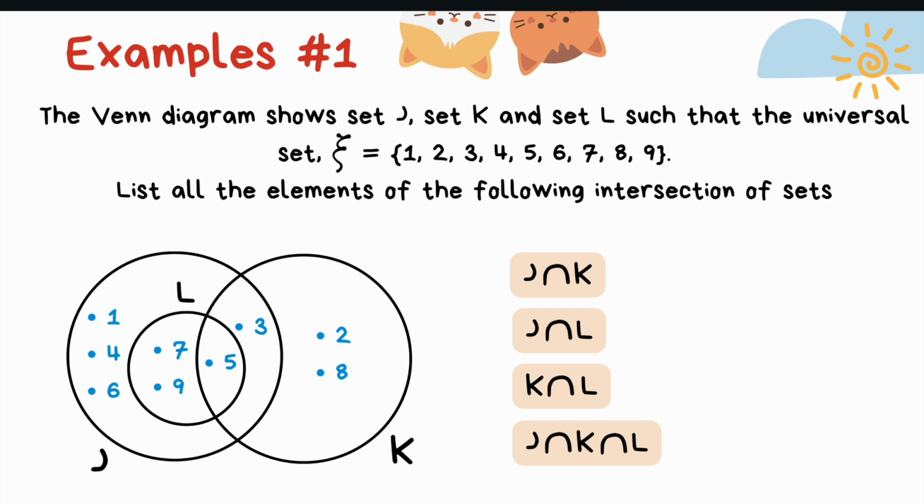Example question 1. The Venn diagram shows set J, set K, and set L such that the universal set contains 1, 2, 3, and up till 9. List all the elements of the following intersection of sets: the intersection of sets between J and K, J and L, K and L, and J, K, and L.